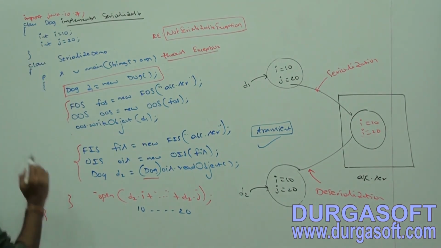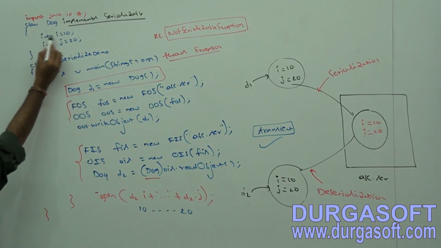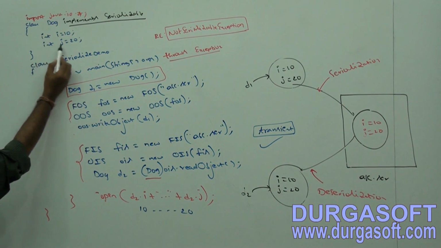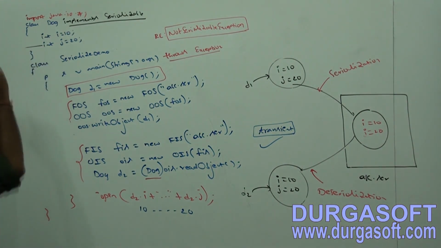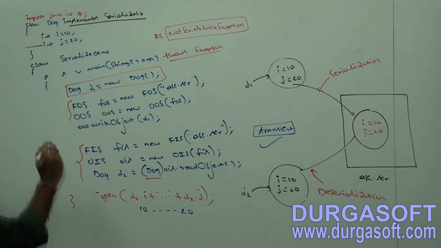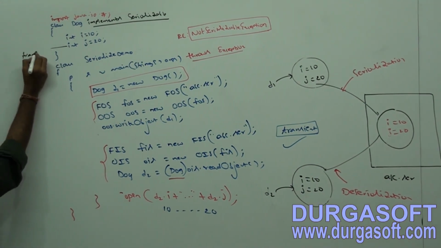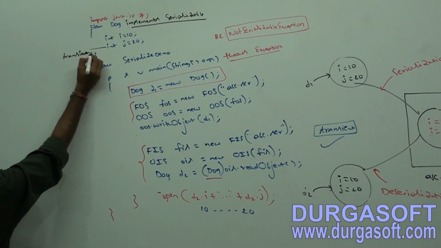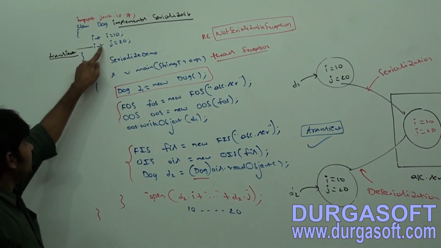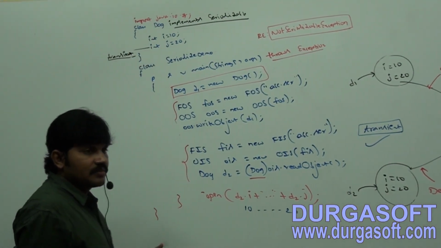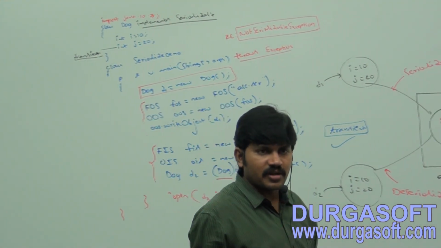Sir, how many variables are there? Two variables: int i, assume it is the username, and int j is the password. Now I don't want to save the j value, then happily we can declare this variable as transient. If I declare this variable as transient, what will happen? Sir, what is the impact of transient?